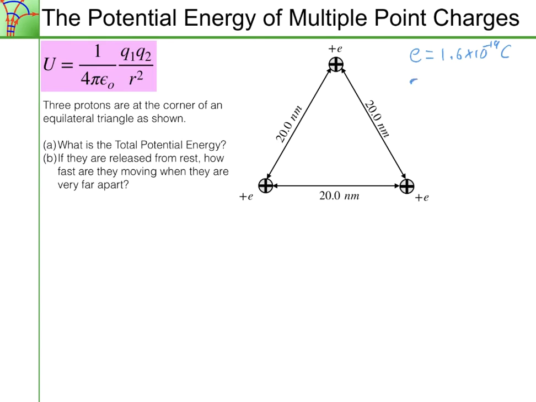They are each separated by a distance, we'll call it a, which is 20 nanometers, and a nanometer is 10 to the minus 9 meters. We might need the mass of a proton. That's 1.67 times 10 to the minus 27 kilograms. There it is. So now we can calculate the potential energy. For the potential energy, you have to calculate all the possible pairs.